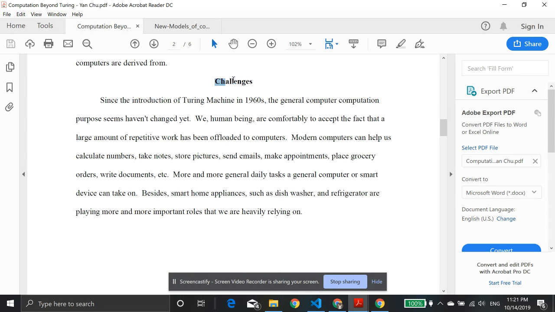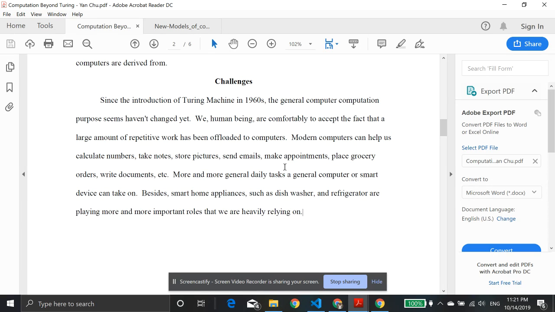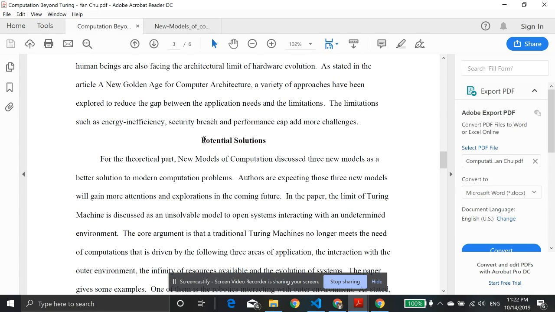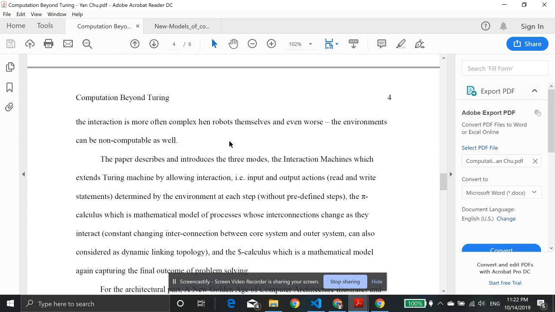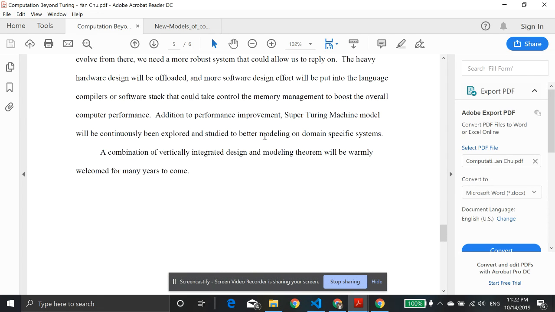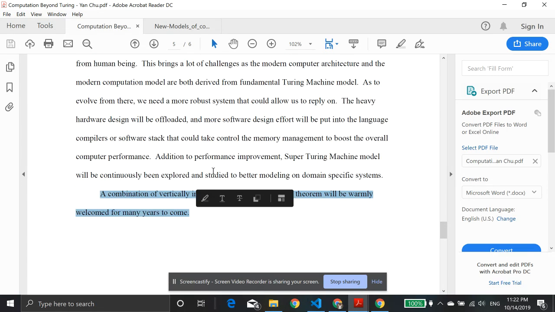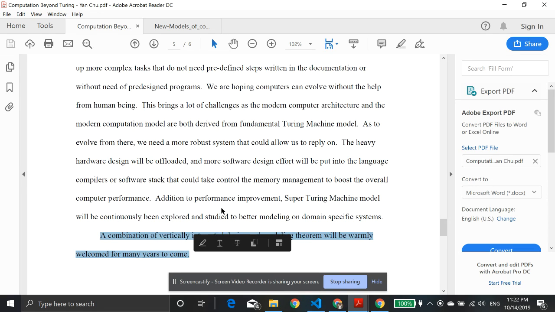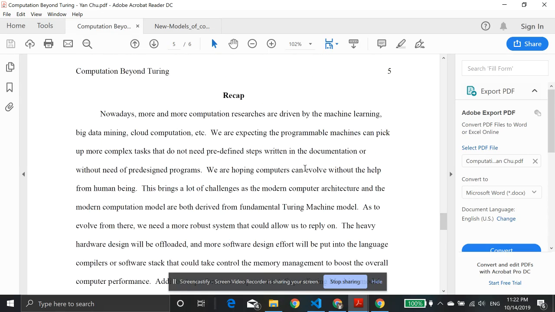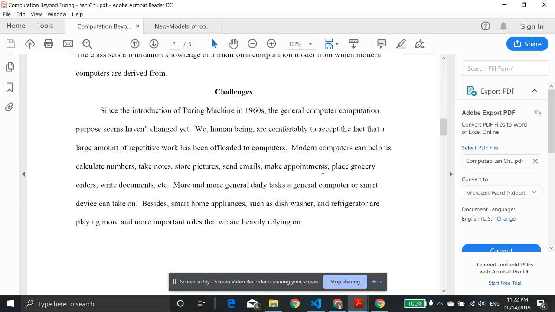Next is the challenges part. My paper is divided into three portions. The first portion is the challenges, the second is the potential solutions, and the third is the recap. So there are three portions to reach the final outcome of my discussion. The first one is the challenges.